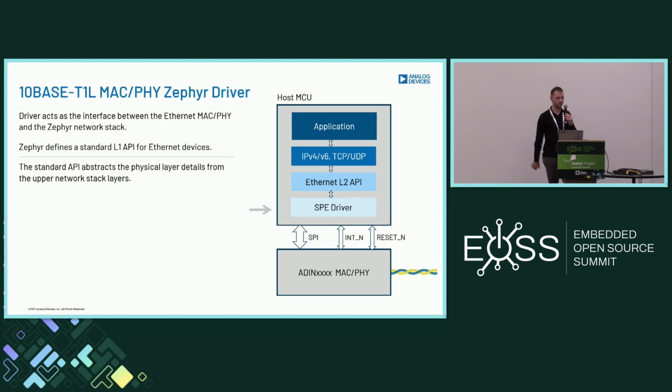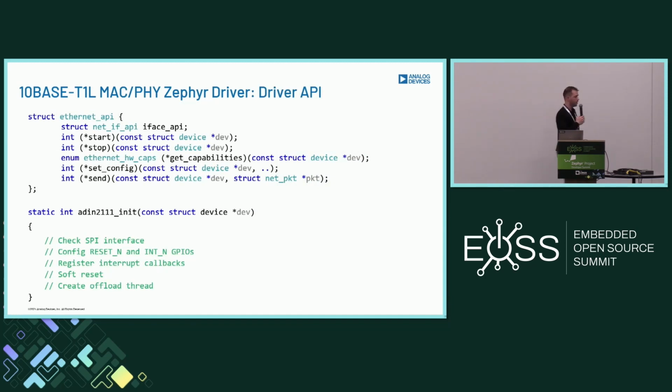So just the image on the right side shows the interface between the host MCU and the MAC-PHY. There is a standard 4-wire SPI interface along with 2 GPIO pins for interrupt processing and to reset the device. So the standard API is shown here on the slide. It's a pretty simple API, generally speaking.